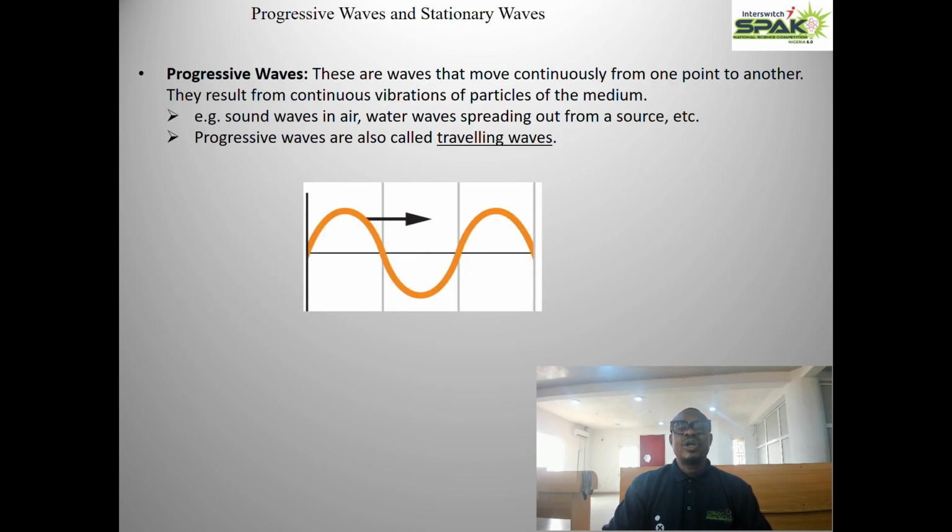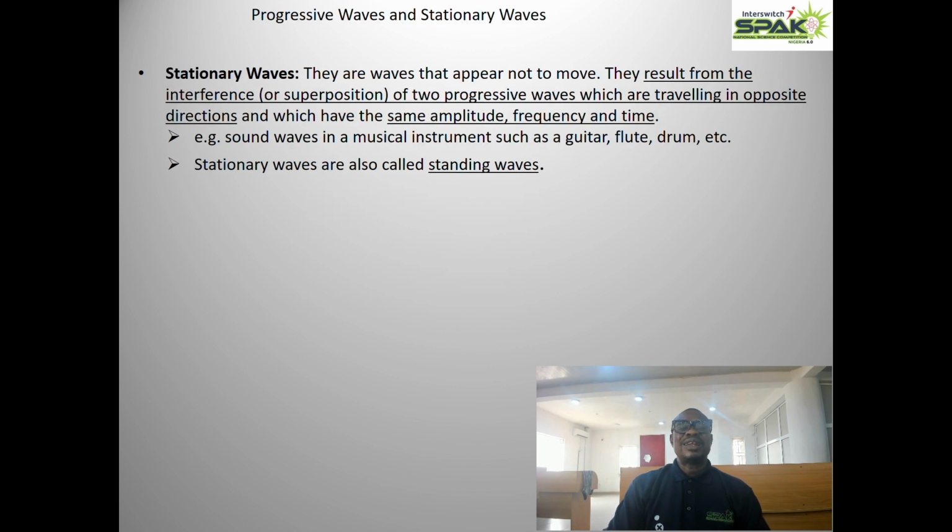A progressive wave moves continuously, traveling. They are referred to as traveling waves. They result from the continuous vibration of particles of the medium. The particles continuously vibrate, spreading out from the source continuously. Then there is another important wave we need to discuss here, and that's the stationary wave. The stationary wave has to do with two identical waves. When we say identical, it means the waves have the same amplitude and the same frequency.